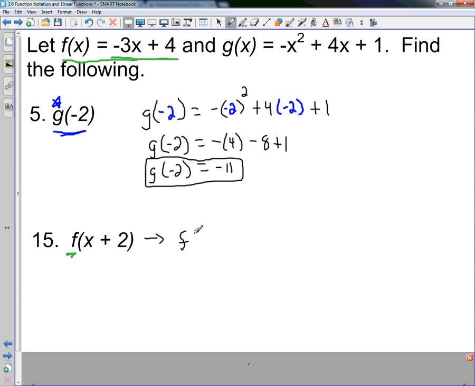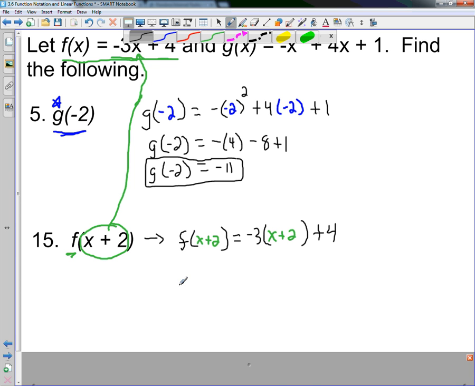So f of x plus 2 equals negative 3. Instead of times x, we're taking that whole x plus 2 and we're plugging it in for x. So I'm going to have negative 3 times x plus 2. Notice that I used parentheses, so remember to distribute. And we have the plus 4 in back. Okay. So we've taken the x plus 2 and we've plugged it in for x.